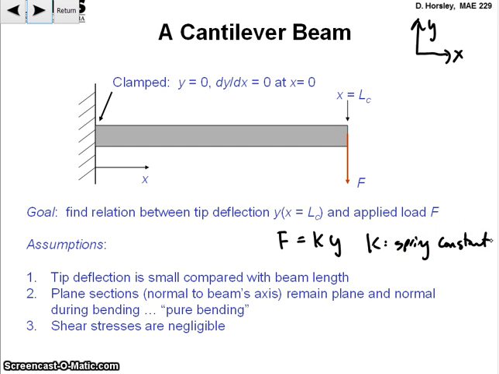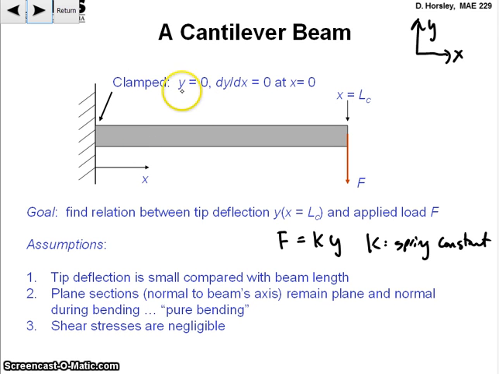Okay, and it says we're going to make some assumptions. The tip deflection is small compared to the beam length. Plane sections, meaning normal to the beam's axis, remain plane and normal during bending, so pure bending and shear stresses are negligible. Right, so normal to the beam axis, so we're talking about a section along here remains plane. That's what we're assuming.